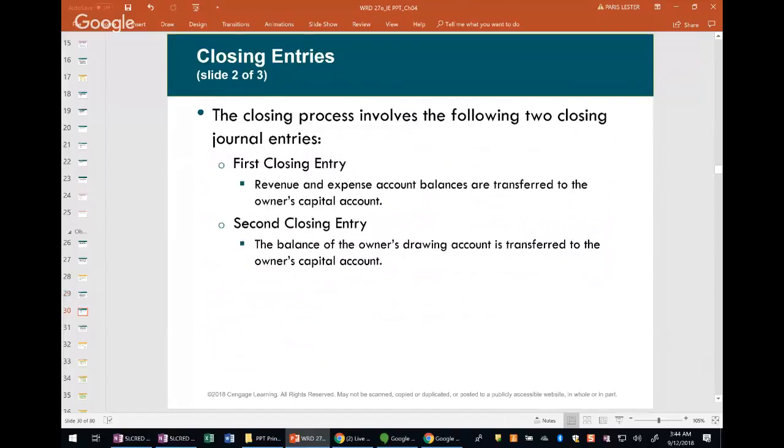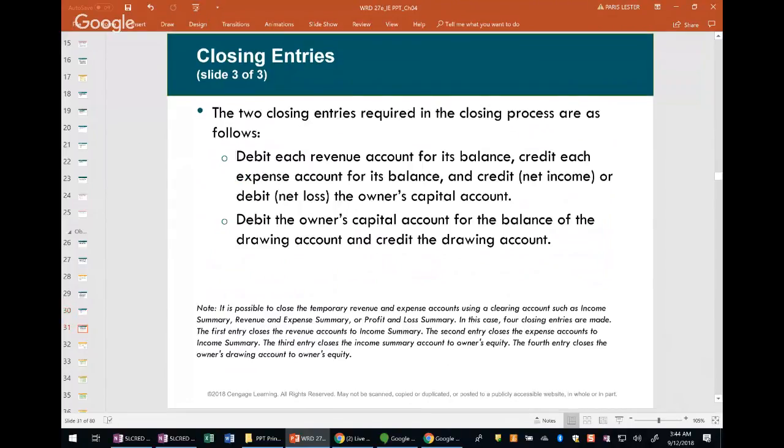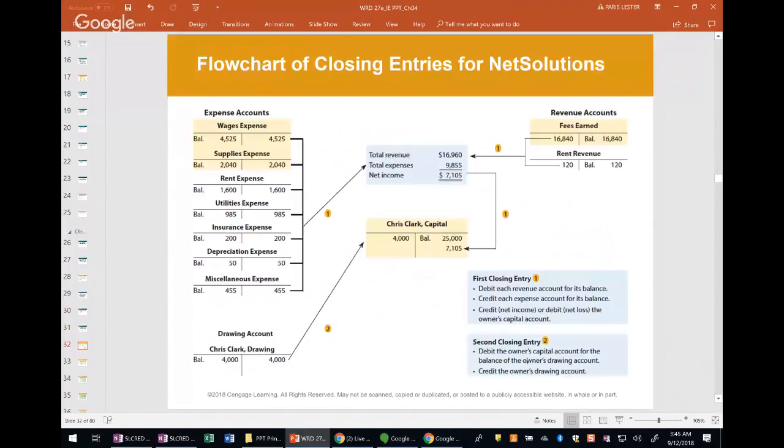Closing process. Revenue and expense account balances are transferred to the owner's capital. The balance of owner's drawing is transferred to owner's capital. But let's look at what a closing entry looks like. These are T accounts. We're going to take fees earned as a credit balance. We're going to debit fees earned.